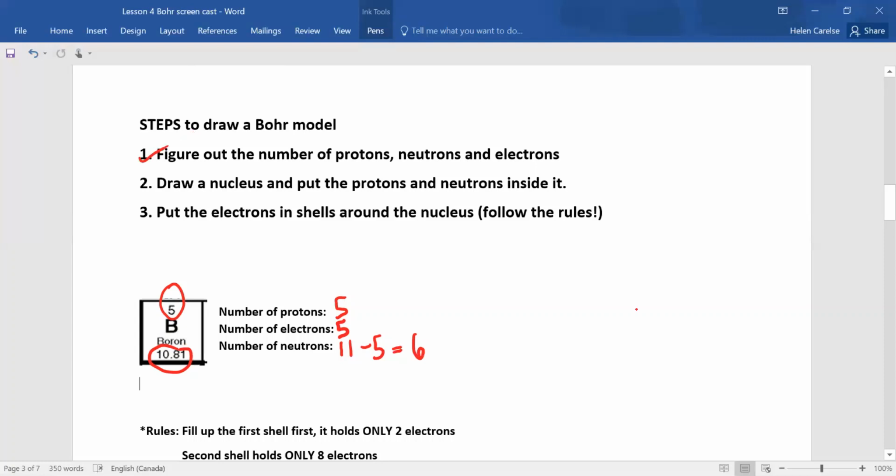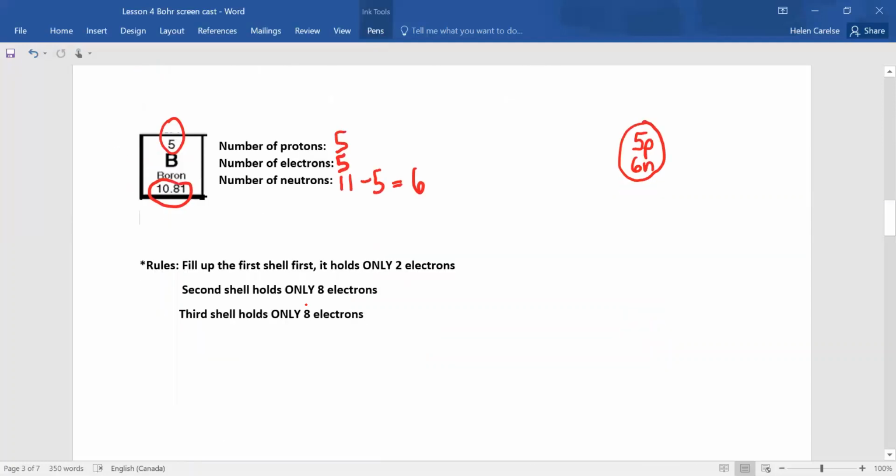Step number 2 is to draw a nucleus and put the protons and neutrons inside it. So we put 5 protons and 6 neutrons. We draw a little nucleus. That's step 2. Step 3 is to put the electrons in shells. So the rules are, the first shell holds 2 electrons, the second shell holds up to 8, but no more, and the third shell holds up to 8.